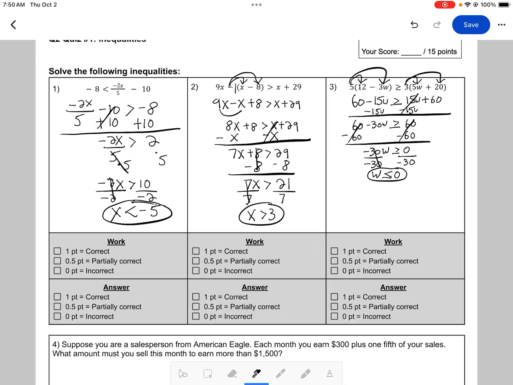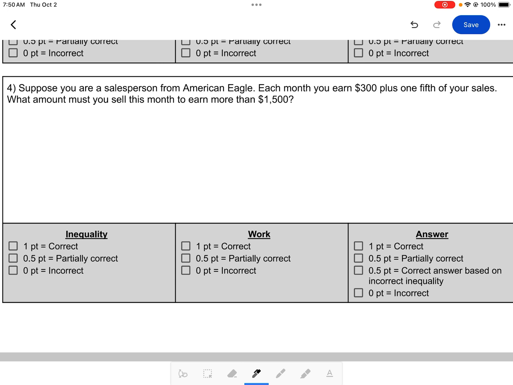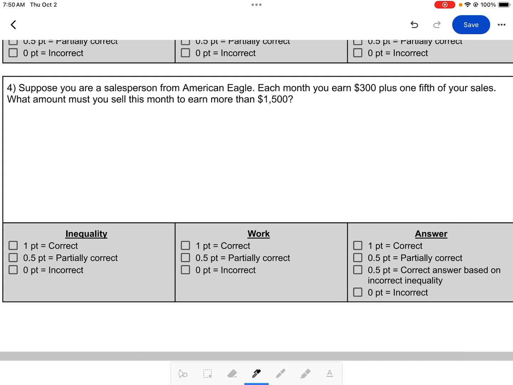All right, so we've done the first half. Now we're going to look at number 4. It says, suppose you are a salesperson from American Eagle. Each month you earn $300 plus 1/5 of your sales. What amount must you sell this month to earn more than $1,500?